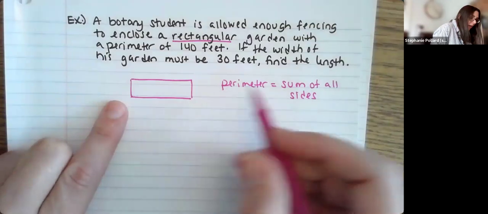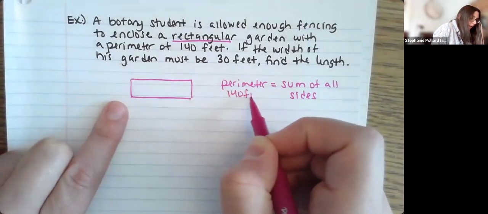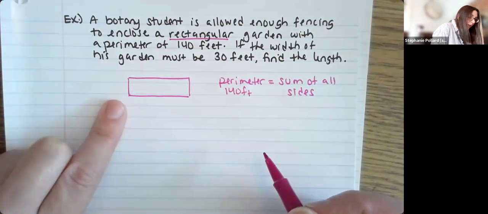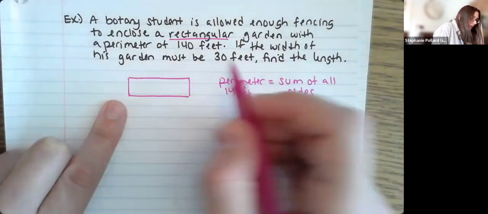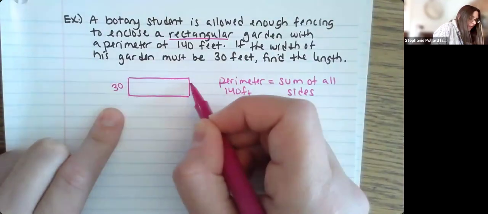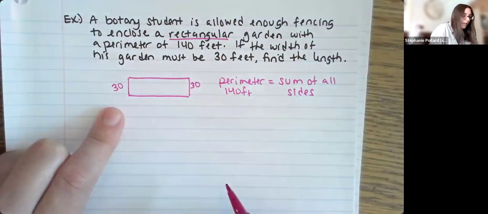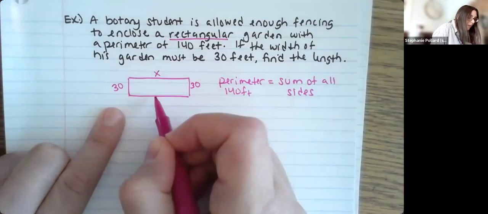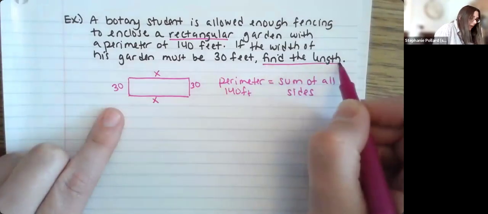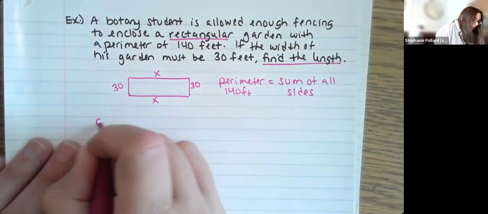So the perimeter we know is 140 feet. So the whole way around. I know the width has to be 30 feet. And if it's a rectangle, the widths would be the same, right? Those two sides would be the same. And I do not know the length. And you can see my goal right here. So my goal is to find the length.